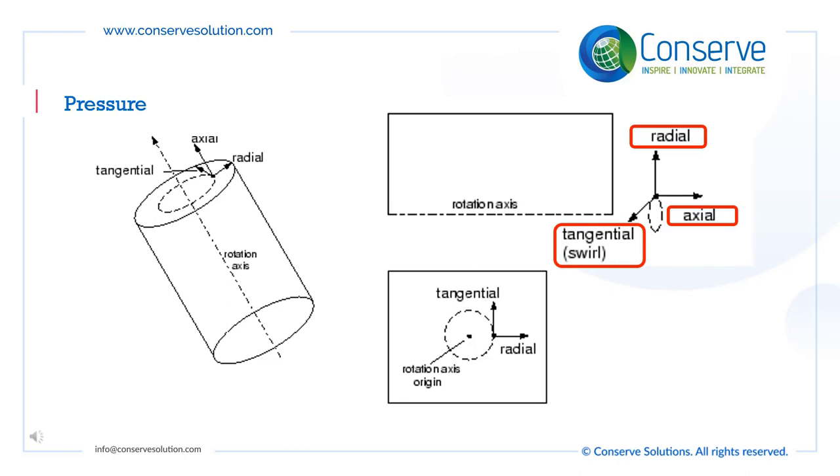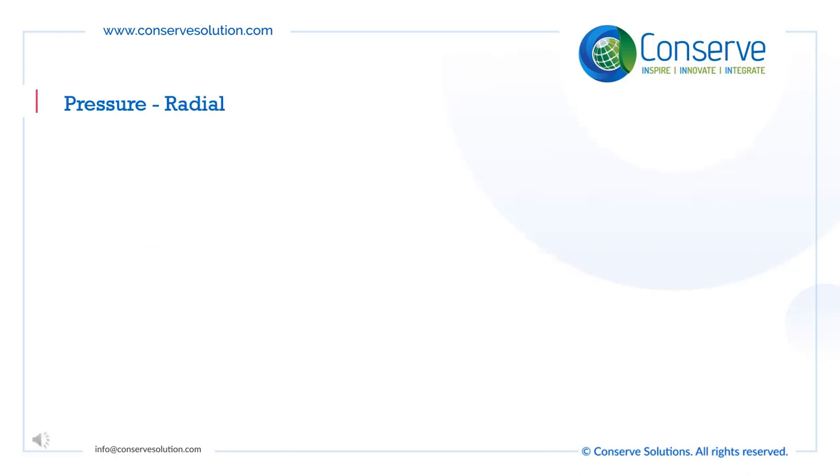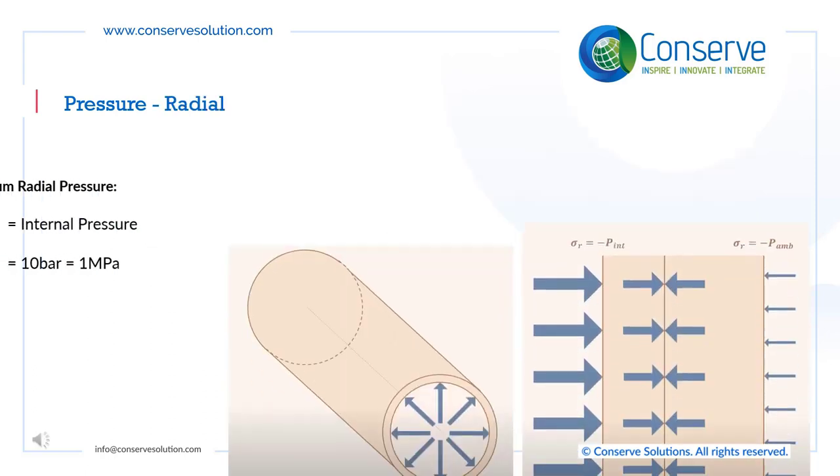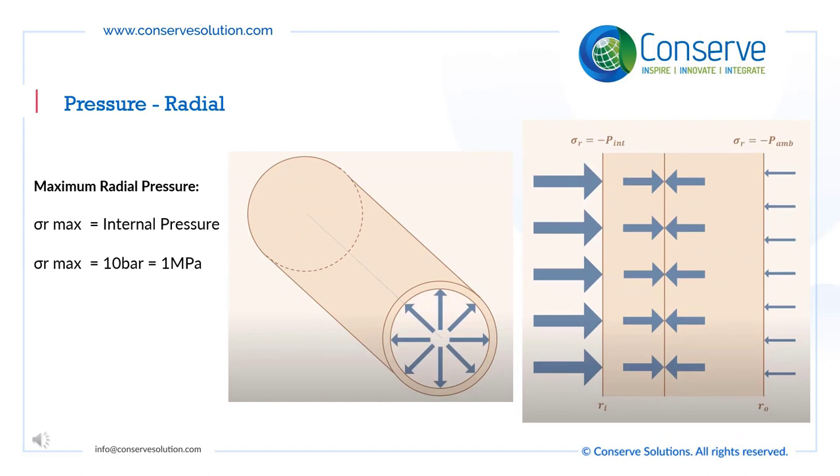So in this system, we have 7 bar as operating pressure and 10 bar as hydro test pressure. Let us consider the worst case scenario for the calculations. Hence, 10 bar is acting in the radial direction, axial direction or longitudinal direction, and tangential or circumferential direction. The pipe is exposed to radial pressure of 10 bar from inside and atmospheric pressure from the other side. So the pipe tends to deform.